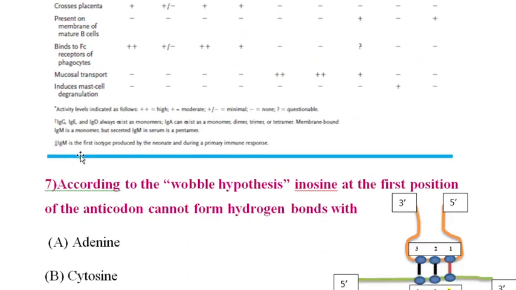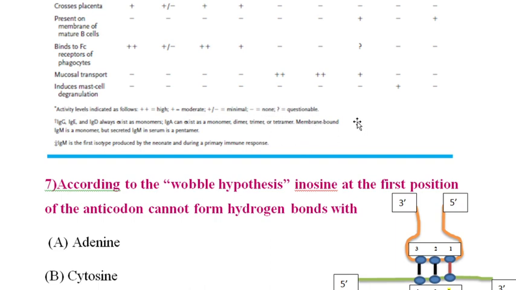IgM is the first isotype produced by the neonate. At the same time, it is the first isotype to appear in the primary immune response. Next, IgG, IgE, and IgD exist as monomers, whereas IgA has the capacity to exist as monomer, dimer, trimer, and tetramer, and they are membrane bound.